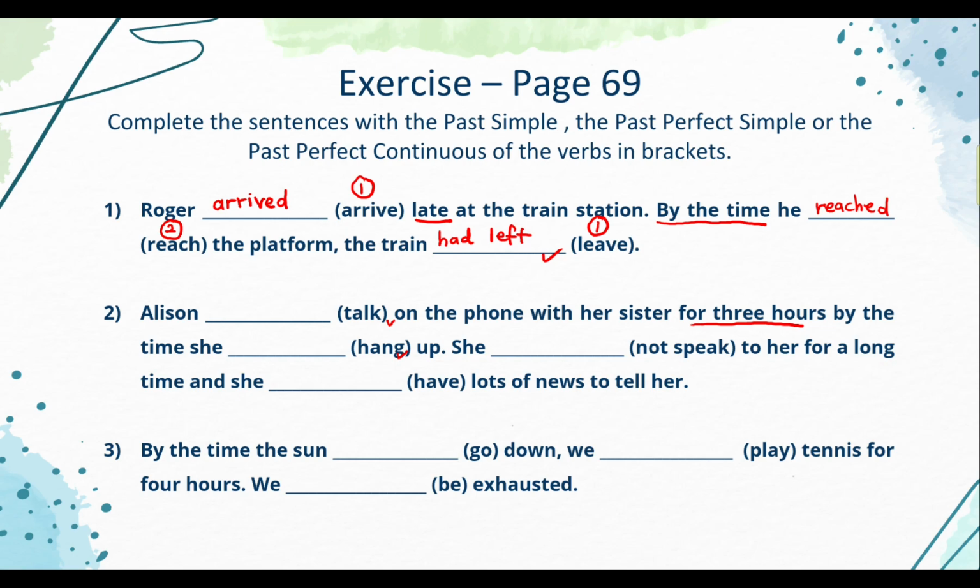Number 3, by the time the sun go down, we play tennis for 4 hours. We be exhausted. When you see the word be, you can change it into the word was or were, depending on the subject. So I hope you can try number 2 and 3. If you are still confused about whether it's past simple, past perfect or past perfect continuous, you can refer to the notes again, or we can have a short discussion in the group.